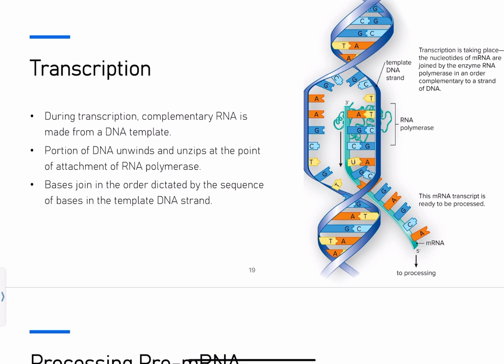So how does this work? A specific gene is going to be activated, and an enzyme called RNA polymerase is going to bind to it, causing that portion of DNA to unwind and unzip. So they're showing you the enzyme over here.